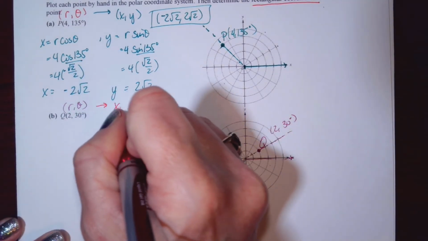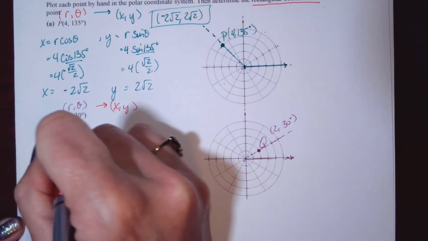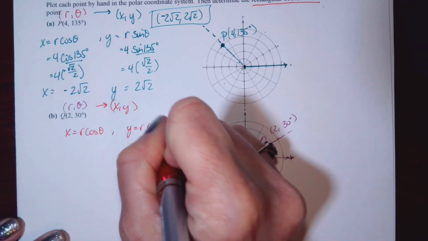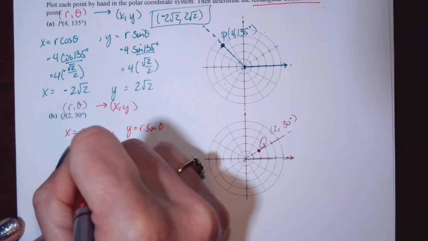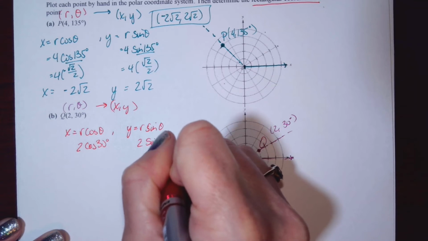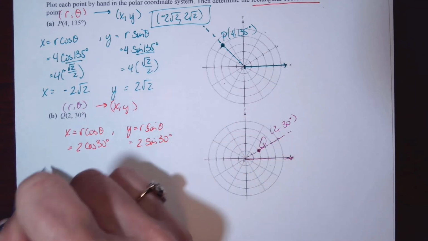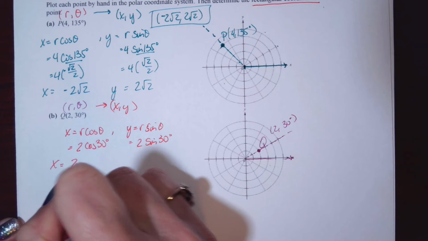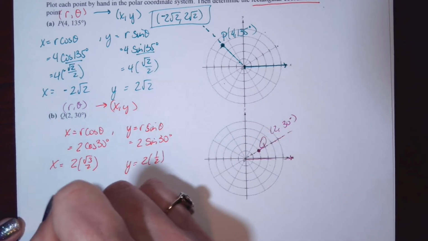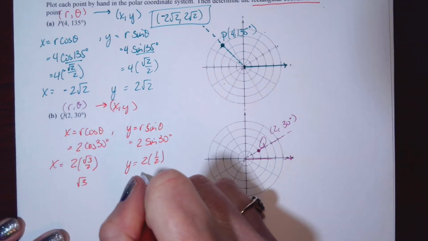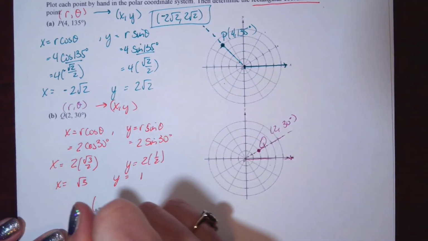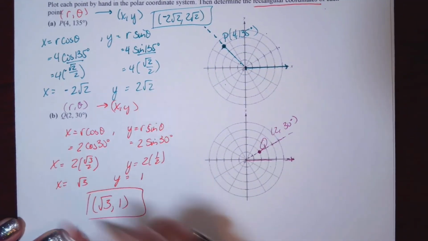Let's go over and find xy. So I know that x equals r cosine theta, y equals r sine theta, and for this problem, r is 2, theta is 30 degrees. One of my special angles, so x is going to be 2 times square root 3 over 2, y is going to be 2 times 1/2. So I've got square root 3 and 1 as my x and y values. So my rectangular coordinates here, square root 3, 1.